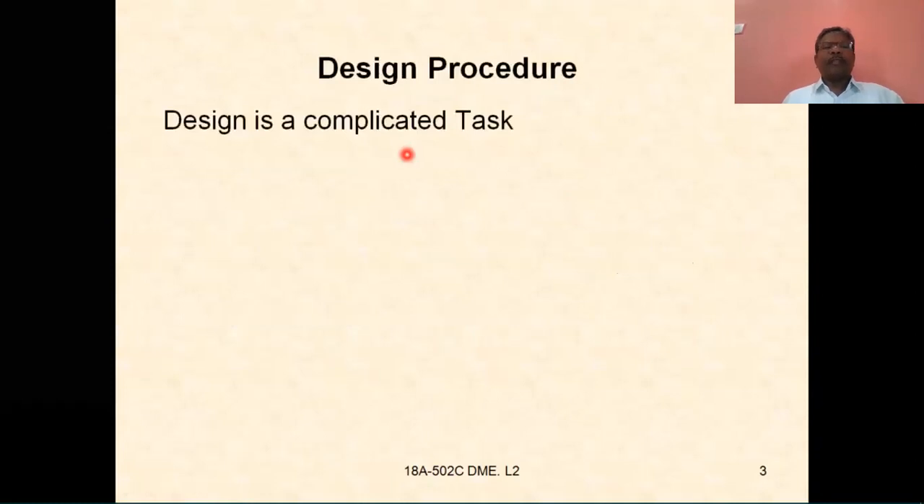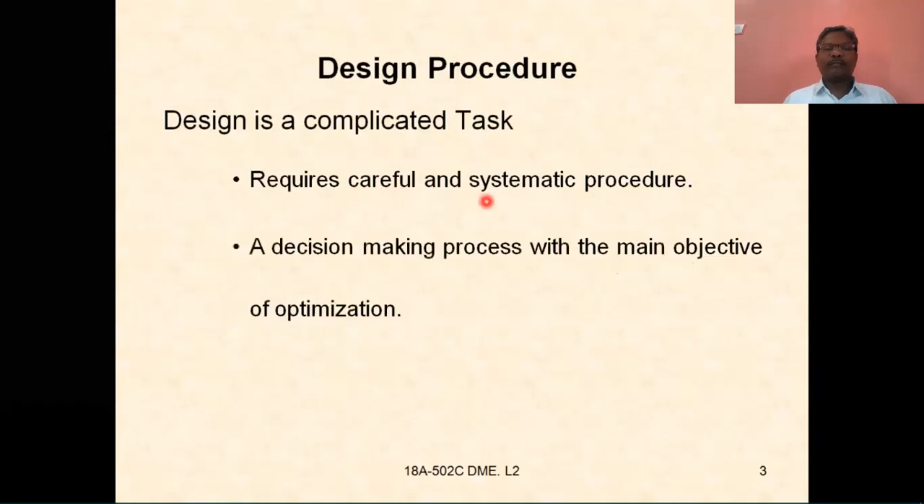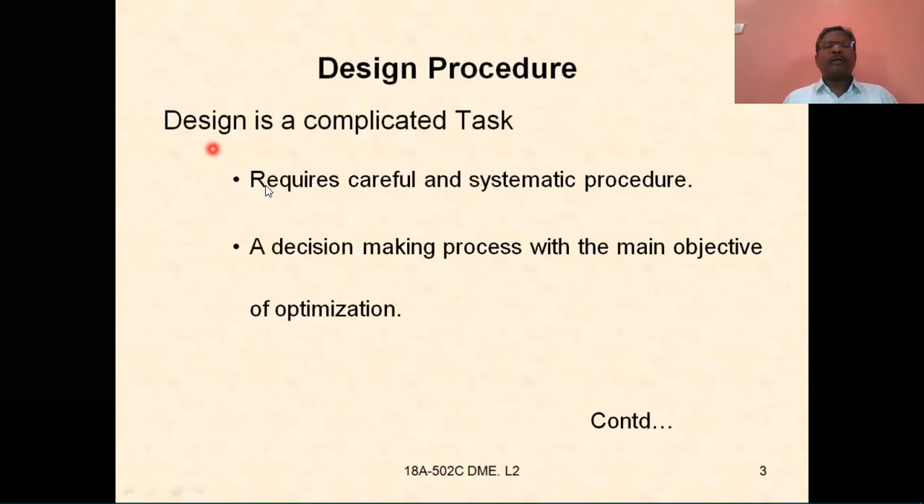Now the design procedure. Design is a complicated task and it requires a careful and systematic procedure and a decision making process. The design procedure is a decision making process with the main objective of optimization. Once again, the design is a complicated task that requires careful and systematic procedure and a decision making process with the main objective of optimization.